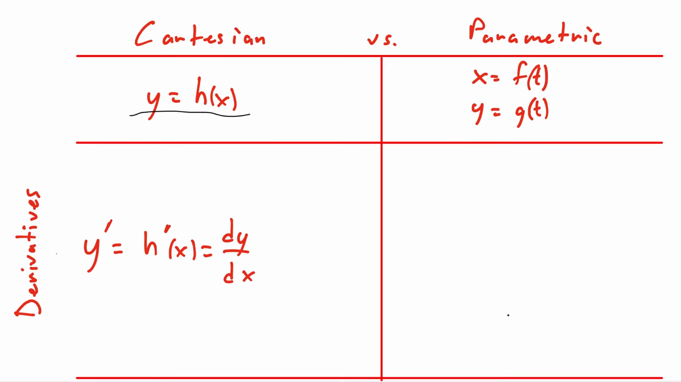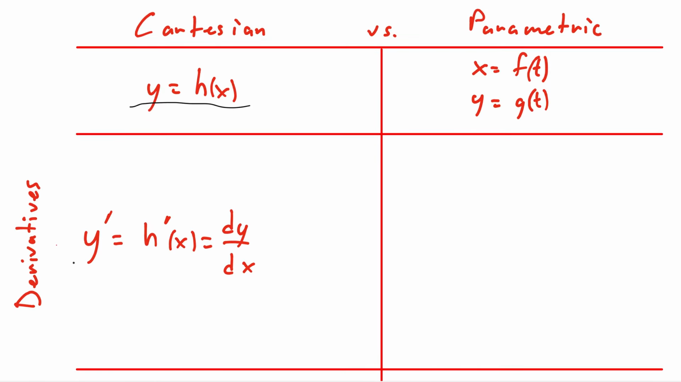First of all, let's talk about derivatives. To find the derivative of some function defined in terms of x, we denote that y prime, or h prime of x, or dy dx. Let's think of this with parametric equations. I'm going to imagine dividing both the numerator and the denominator by dt. And I realize this is skipping some steps here. This is a little bit hand-wavy, but the notion should be straightforward and it should give us an intuitive understanding of this formula. We get dy dt divided by dx dt.